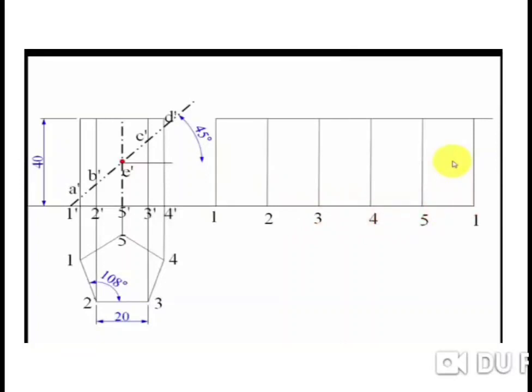Perimeter of the top view: 20 plus 20 plus 20 plus 20 plus 20, that is a total of 100 mm. What is the height of the solid here? Height of the solid is equal to the height of the front view, that is 40 mm. And we have completed this rectangle.